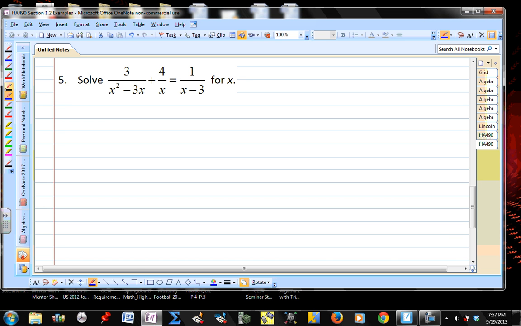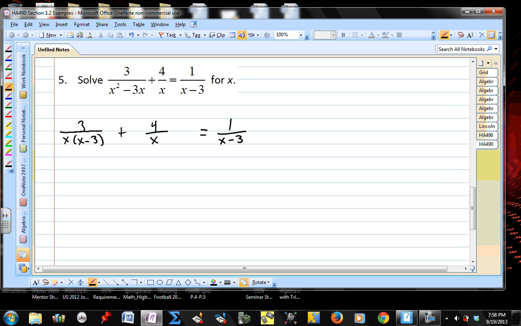So it's a good idea for us to start just by writing this original problem with the denominator in factored form. So let's call this 3 over the quantity x times x minus 3, and then plus 4 over x. Say this is equal to 1 over the quantity x minus 3.